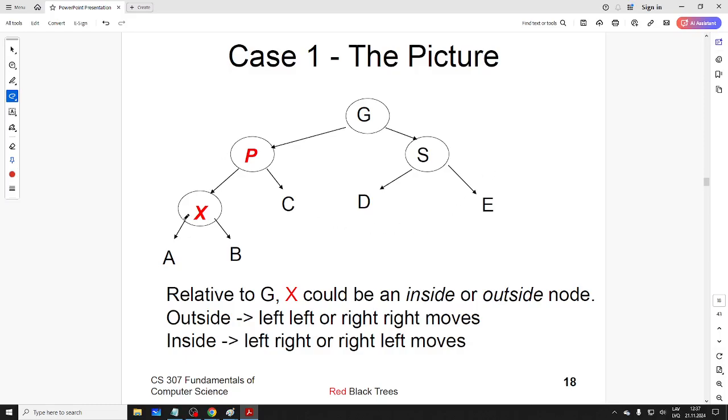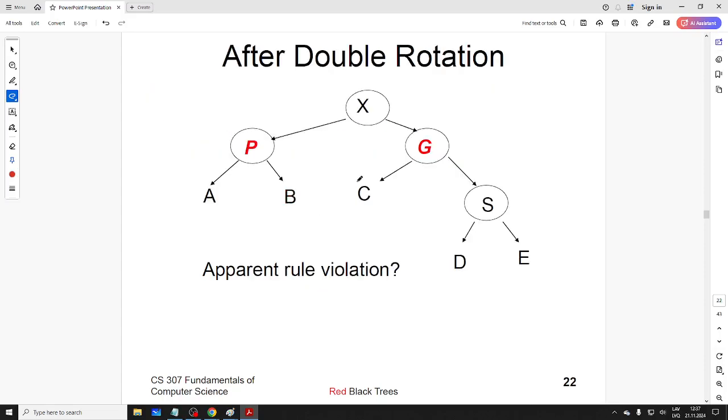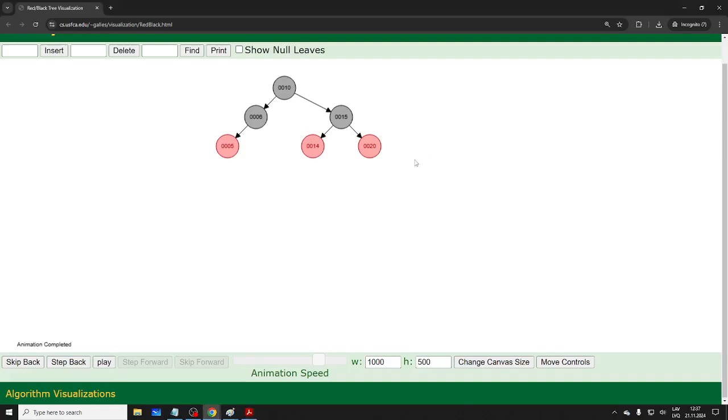So this is the one case. You can do this move here, a single rotation, and we rotate. But of course I don't like these colorings here, so let's look at some other case. So this was a single parent. How about if I do 18? Let's do 18. If you insert 20, it will be similar.